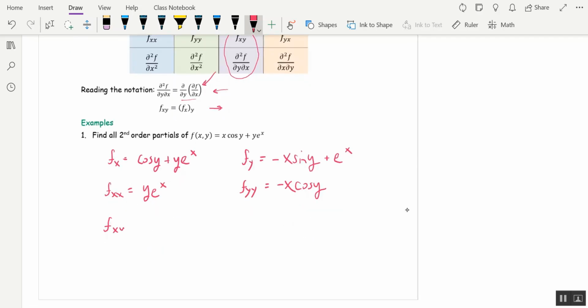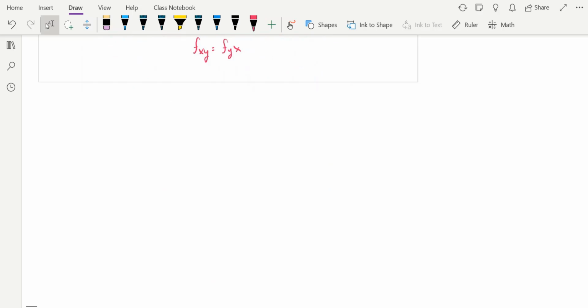F sub xy. That means take the partial with respect to y of f sub x, all right? So that's negative sine y plus e to the x, okay? F sub yx, we take the partial with respect to x of f sub y. That gives us negative sine y plus e to the x. Notice that f sub xy is equal to f sub yx. That's not a coincidence, okay?